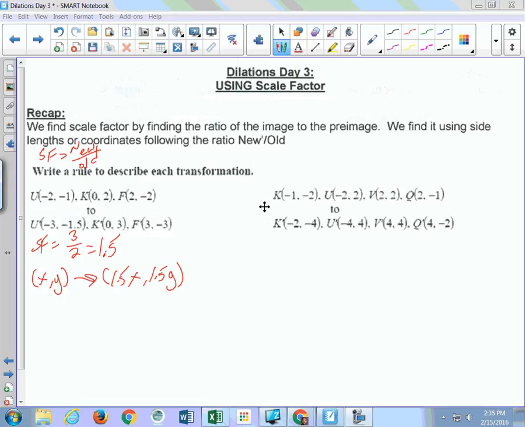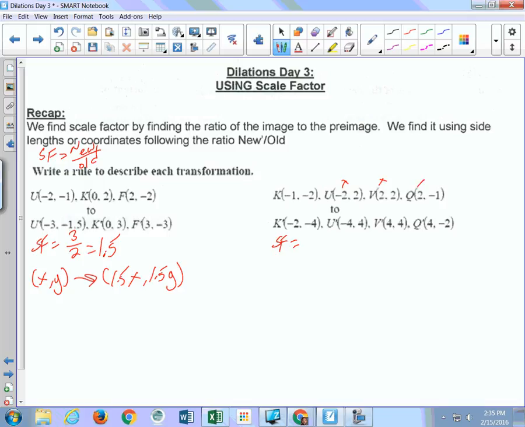All right, next one, next example. We're going to do the same thing. Find scale factor. New over old. K has negative numbers, I'm not going to use it. U has negative numbers, not going to use it. I do want to use the X.